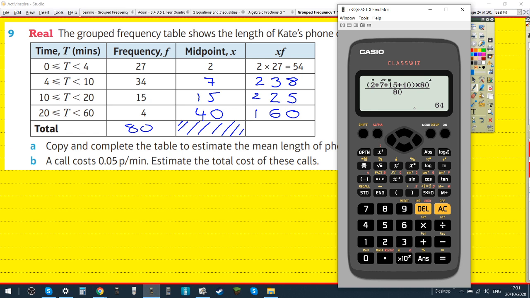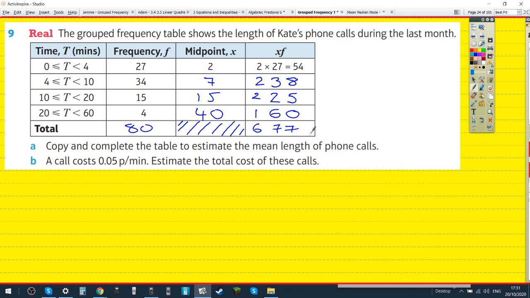I got 677.77. And so how do you find the mean? Estimate the mean.